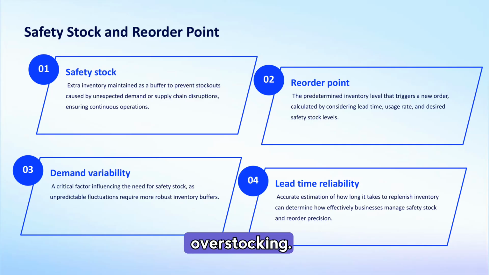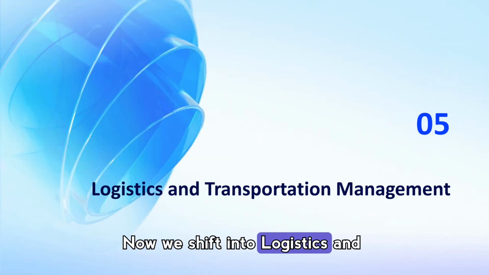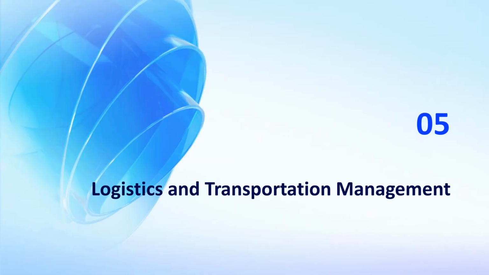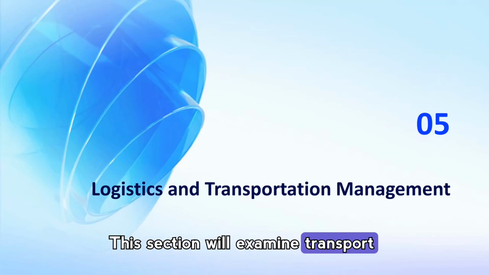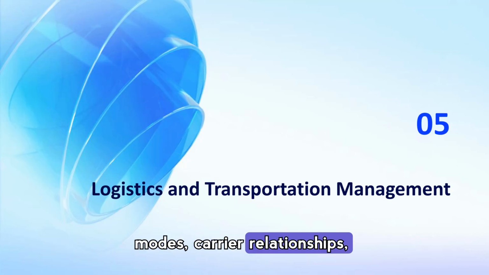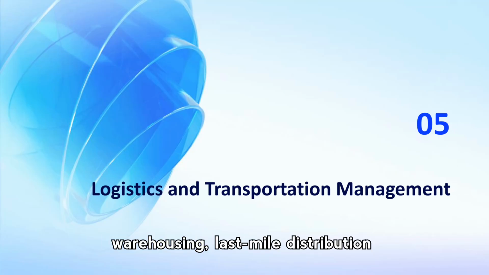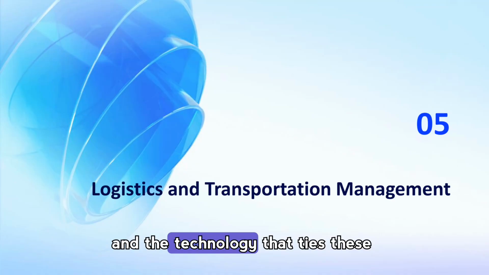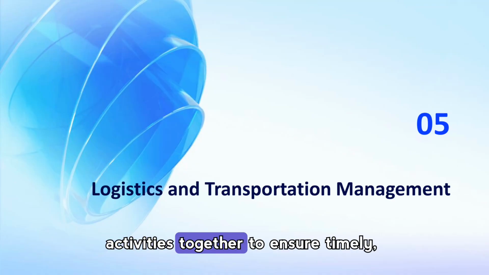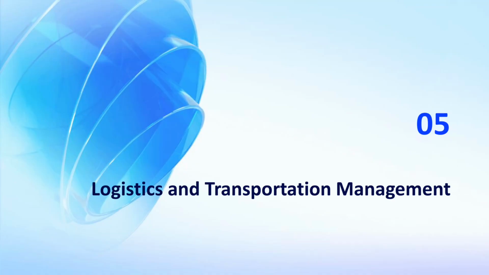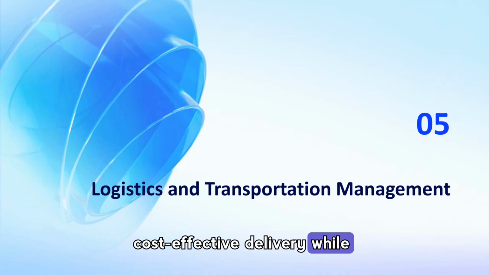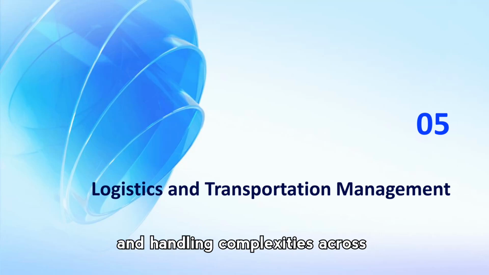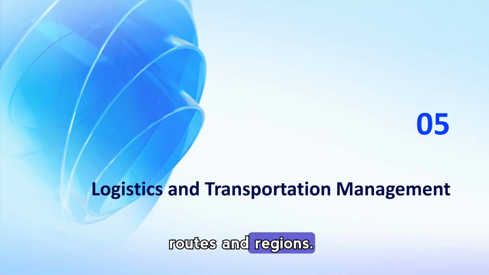without excessive overstocking. Now we shift into logistics and transportation management to explore how goods move efficiently. This section will examine transport modes, carrier relationships, warehousing, last-mile distribution, and the technology that ties these activities together to ensure timely, cost-effective delivery while minimizing environmental impact and handling complexities across routes and regions.